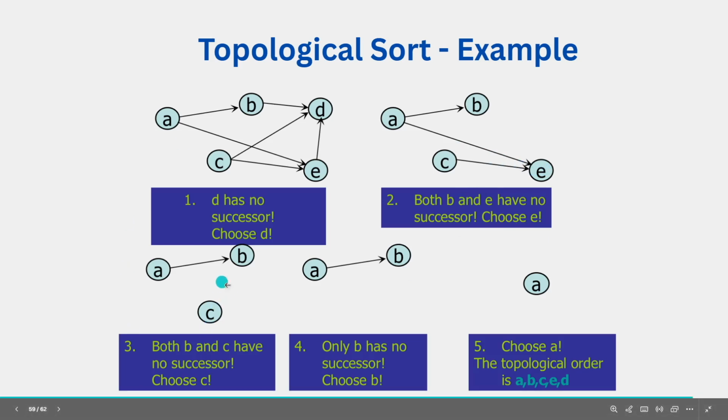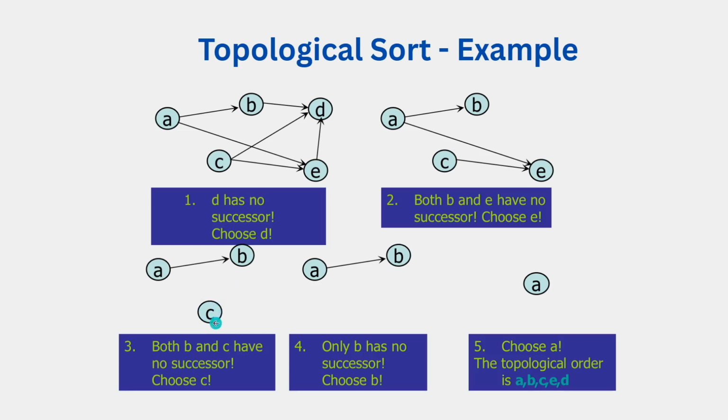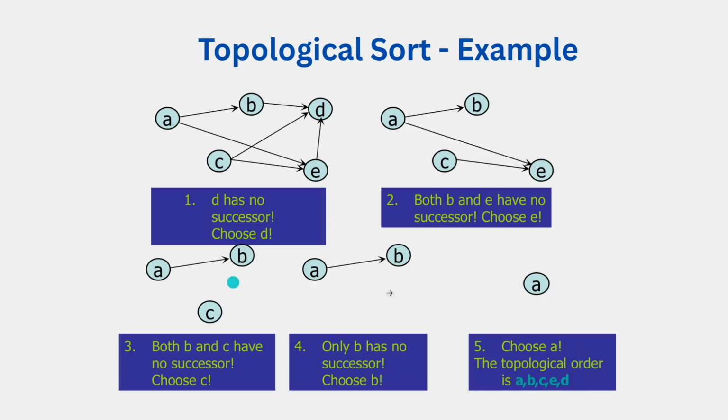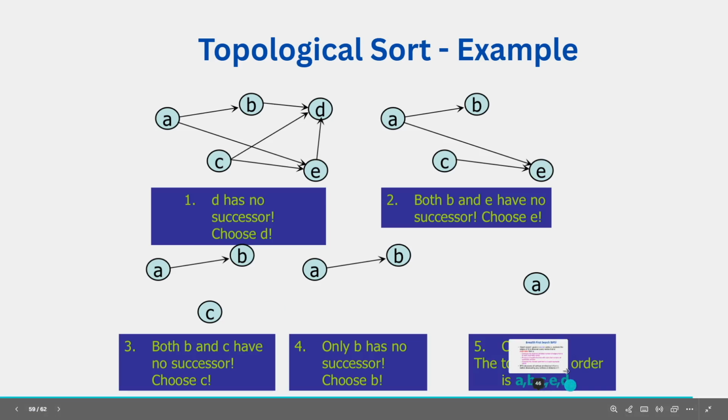Now you could see that the graph looks disconnected. So I choose C, and none of the edges have to be removed, just because C is already a connected component. Next I move on to removing B, and finally I choose A. So the topological ordering would be in reverse, that is A, B, C, E and D. It just goes in the reverse version, and that is what we take as the result.